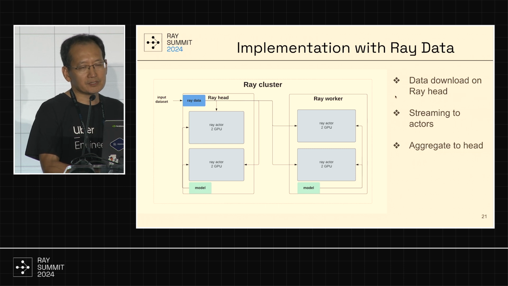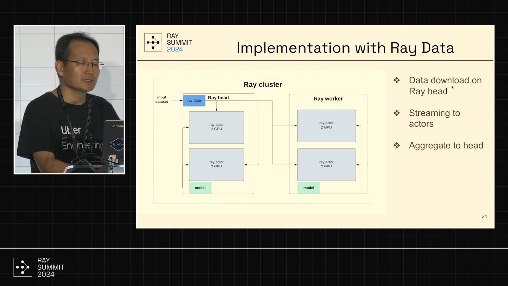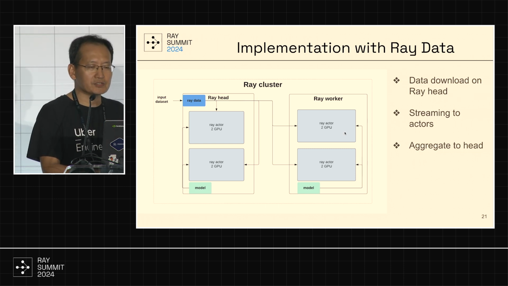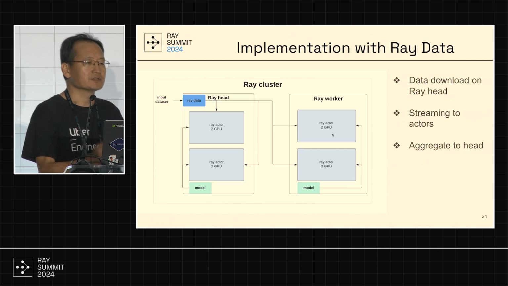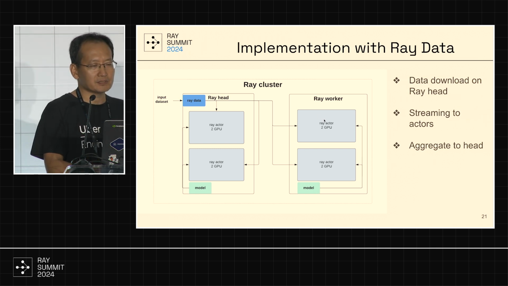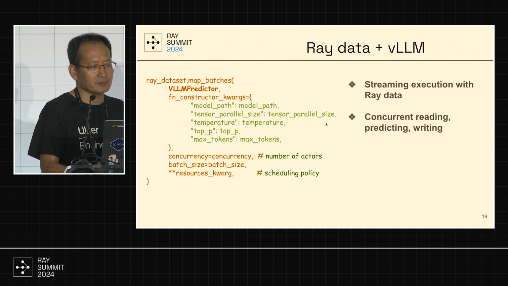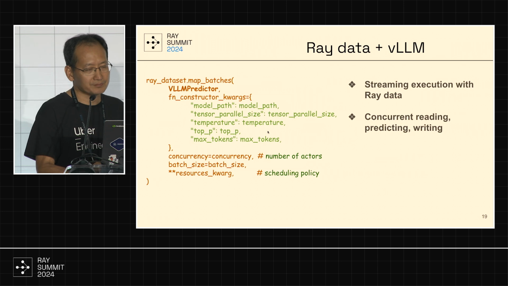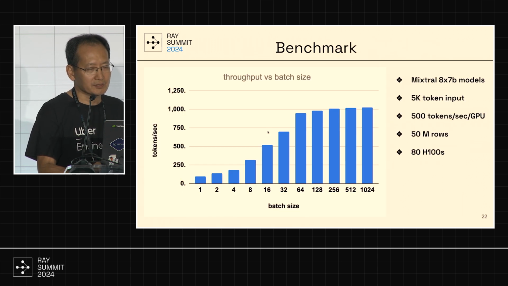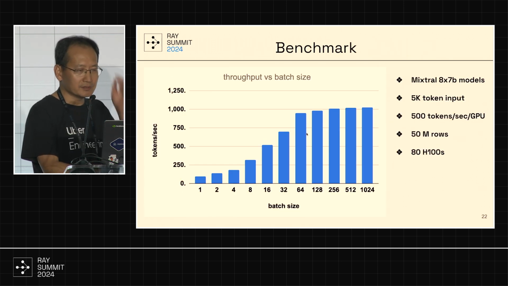So the way it works, the data is downloaded by the reader, streamed into each of the actors, then aggregated to the head, and then uploaded to HDFS. That's basically this implementation compared to the previous implementation. That's how it works.